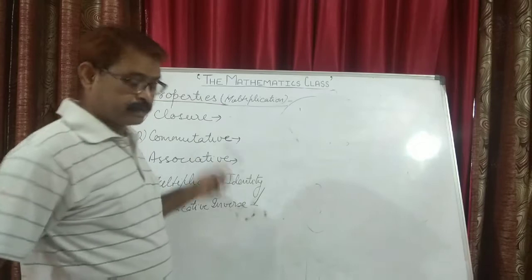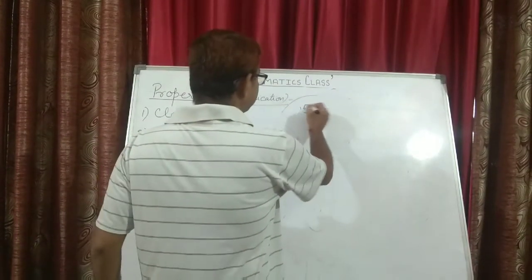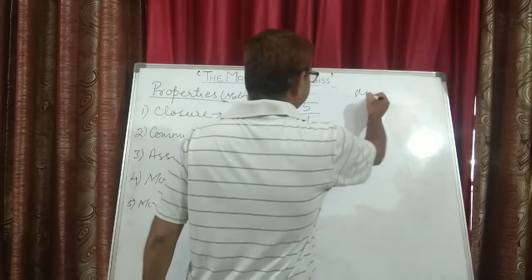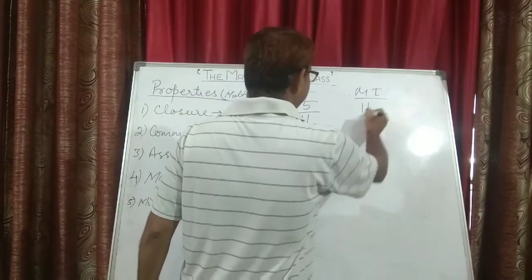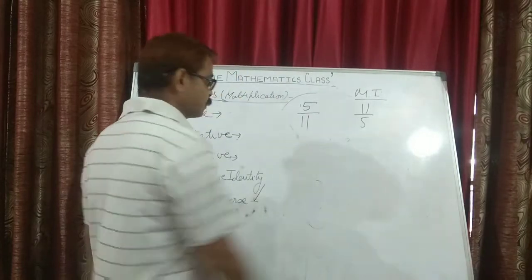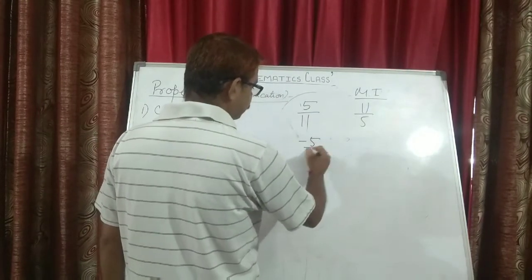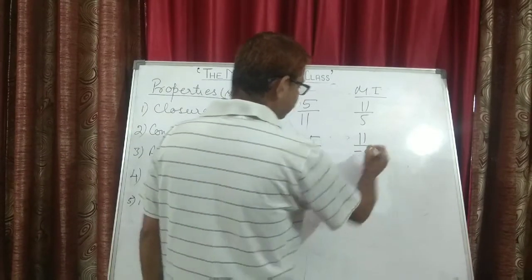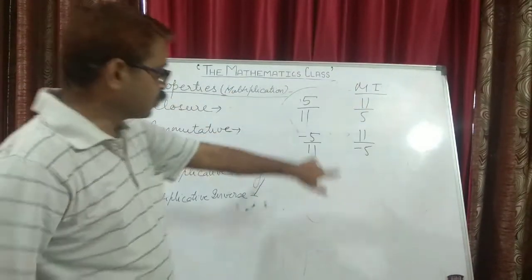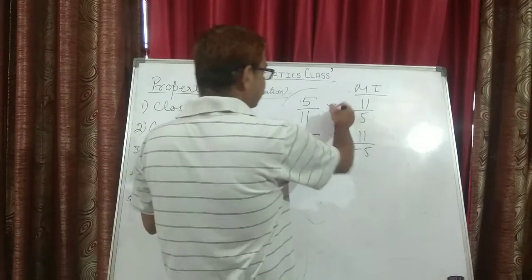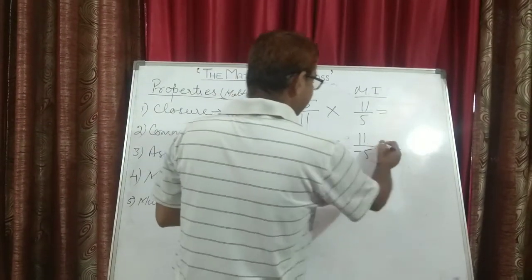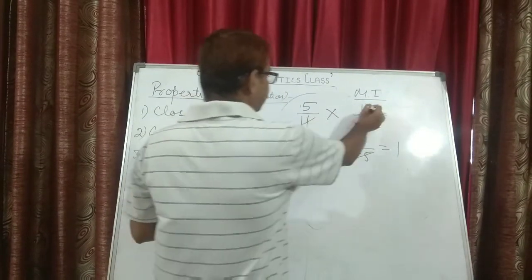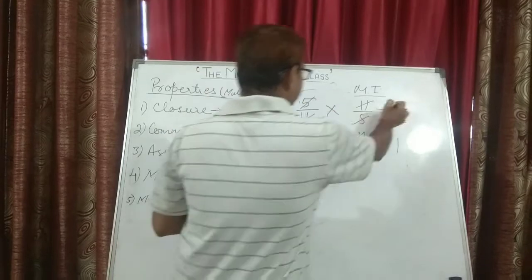What will be the multiplicative inverse of 5 upon 11? Its multiplicative inverse will be 11 upon 5. Suppose I say minus 5 upon 11. Its multiplicative inverse will be 11 upon minus 5. Just reciprocate it, because when these are multiplied, you will always get 1. Minus 5 cancel, 11 cancel, you get 1. 11 and 11 cancel, 5 and 5 cancel, you get 1.